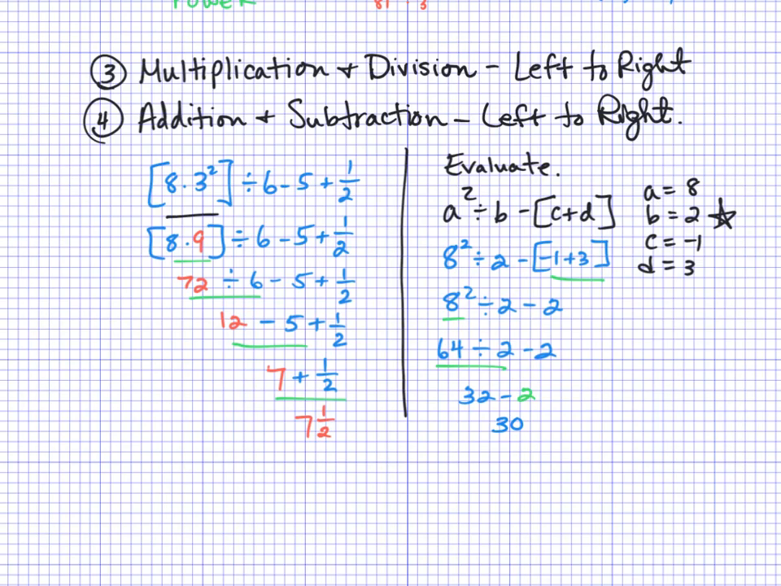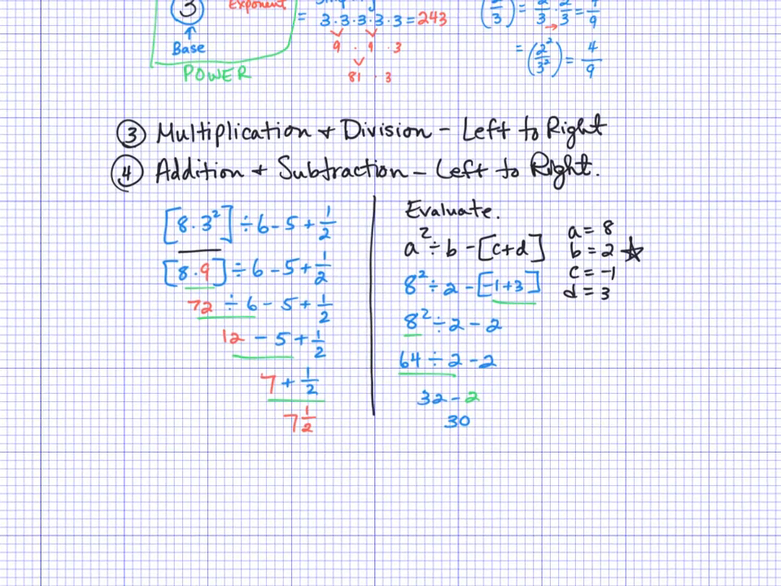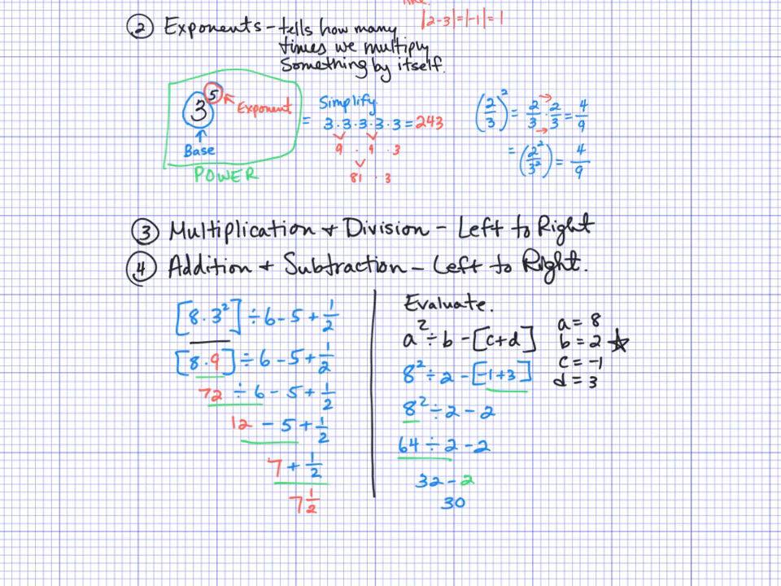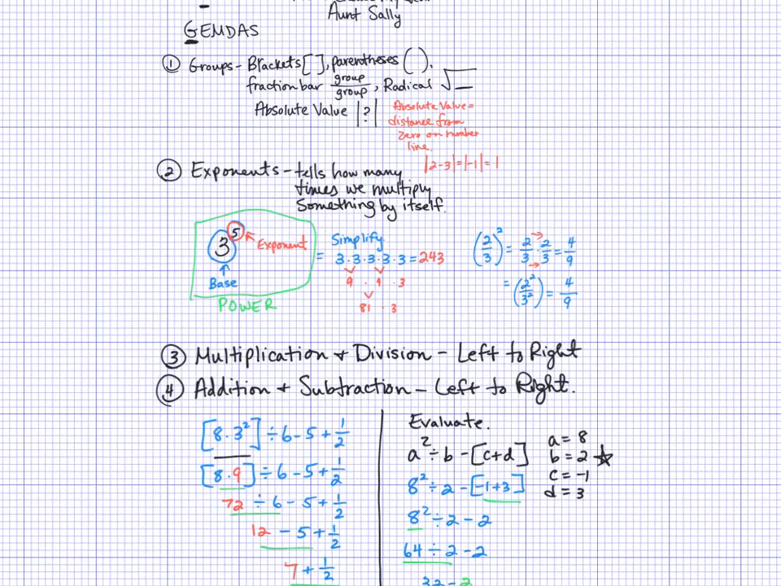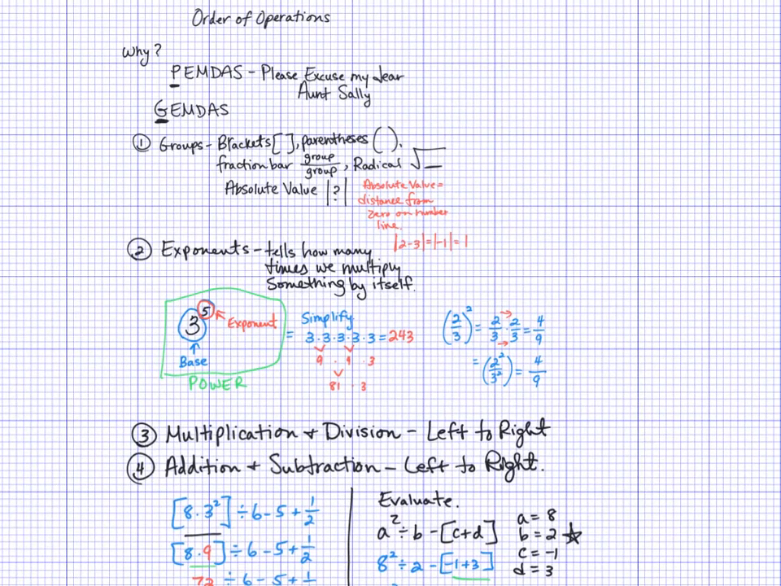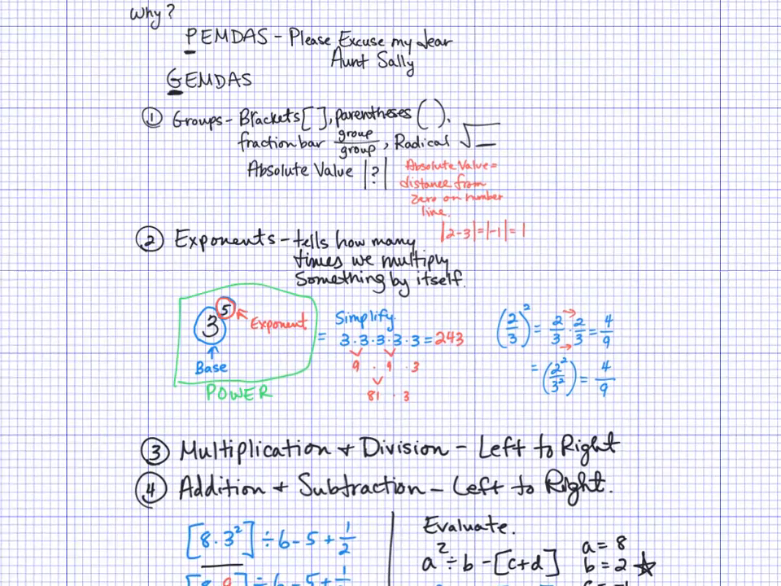So the order of operations is the order in which operations need to be performed when we have a problem with multiple operations in it, okay? The reason we need to do that is so that we are all speaking the same language universally when it comes to mathematics, and that there is one accepted truth and one accepted answer to all of these problems.